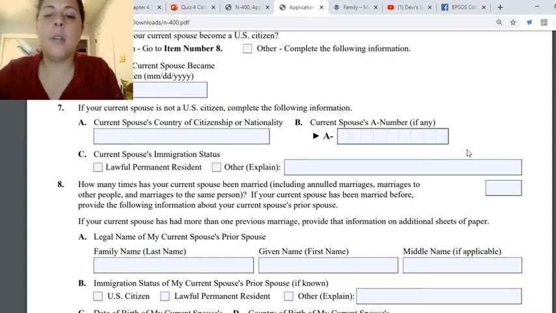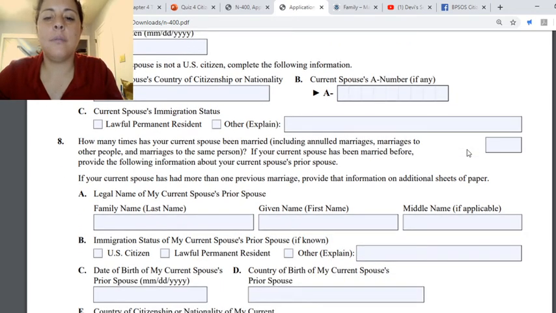Letter B, current spouse's A number. If you don't know it, it's okay. Letter C, current spouse's immigration status. This is important. Lawful permanent resident. Is your husband or wife a lawful permanent resident? Check there if your husband or wife is a lawful permanent resident.